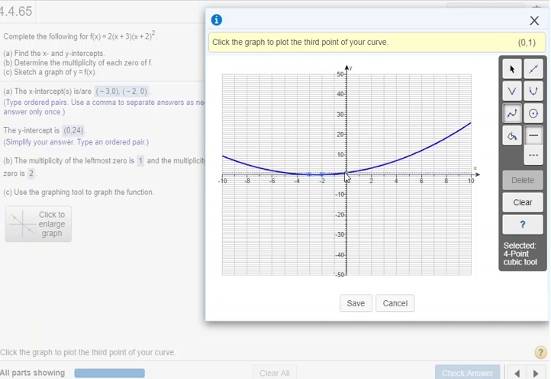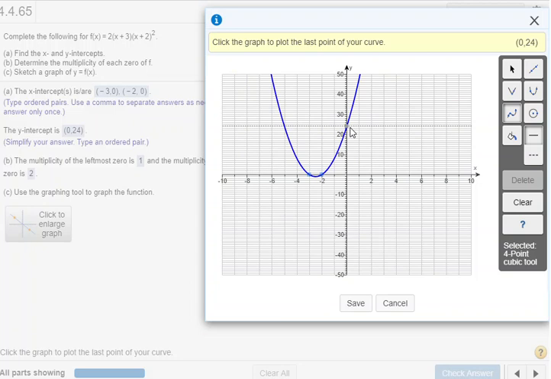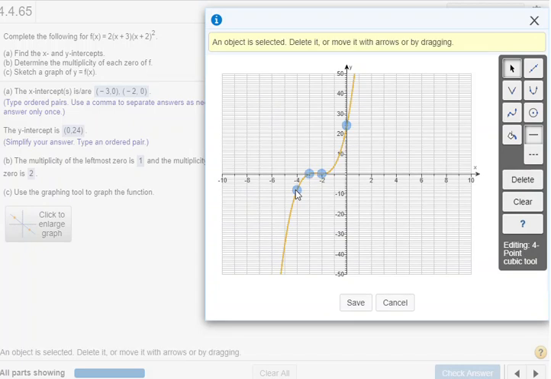We're going to go to 0 and up to 24. And I'm watching the yellow bar and see when I get to 24. And I'm going to click. And then my other point that I was doing was -4 and -8. And watching the yellow bar, there we go.